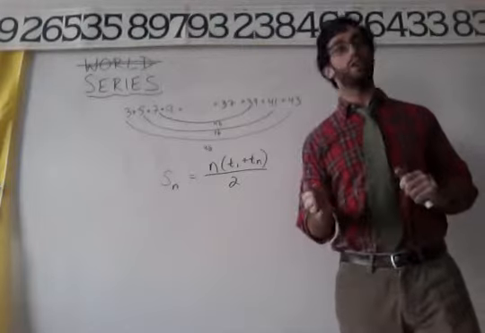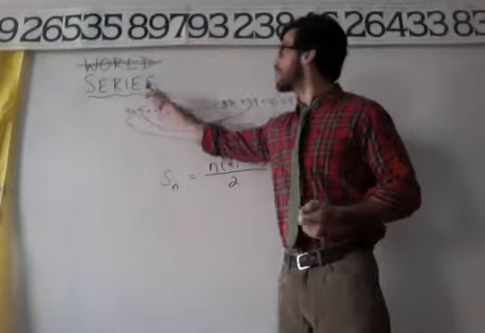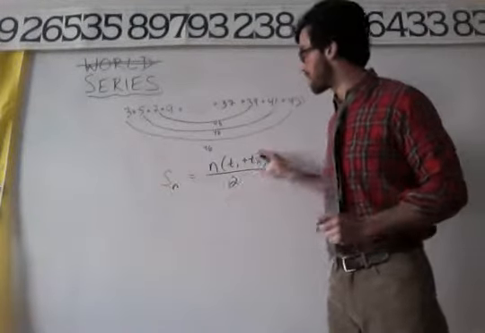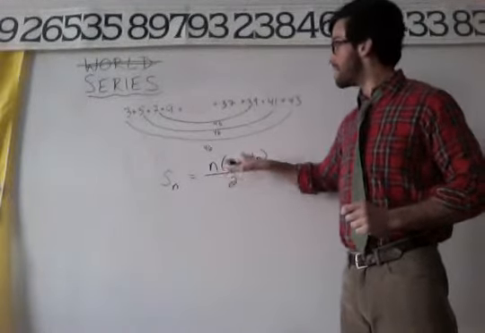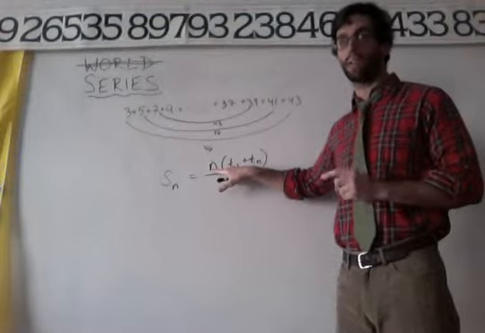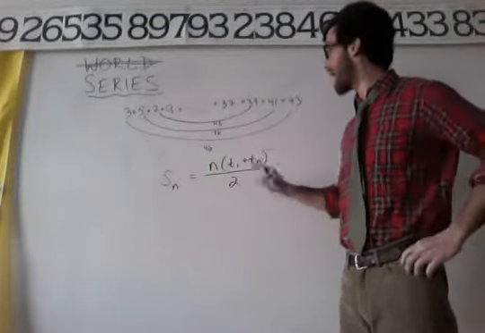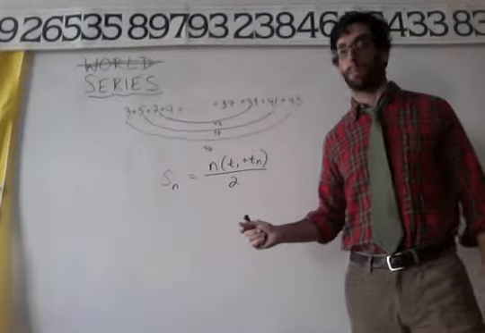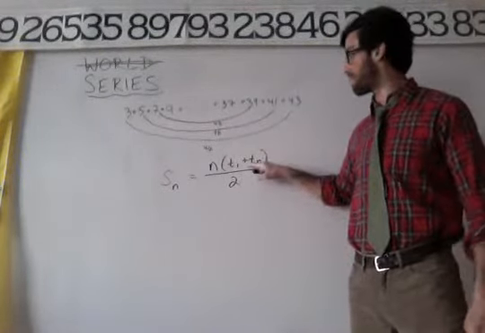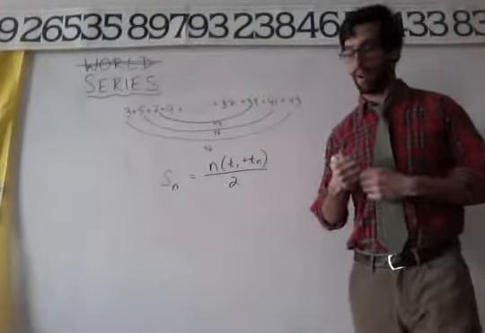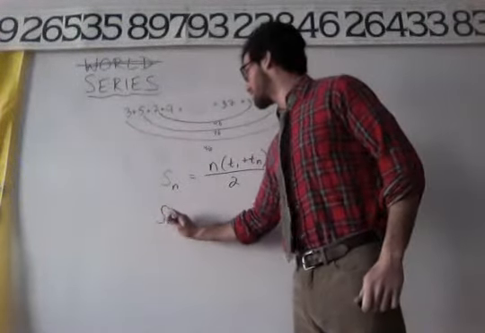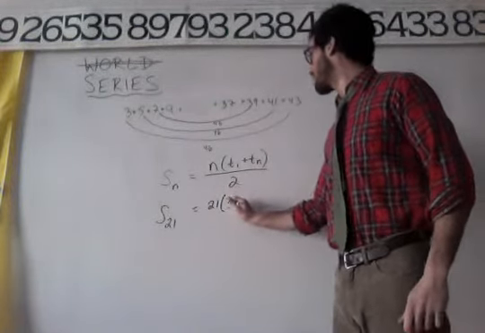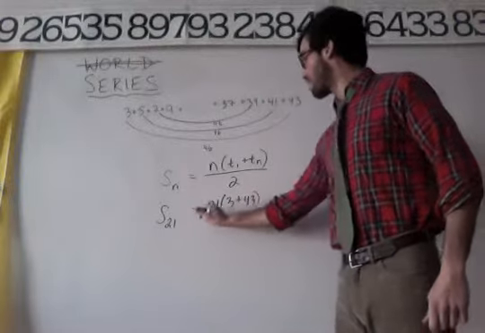We've got to divide that by 2 because for every 2 of these terms, we get that 46. Okay? So this means we multiply the number of terms in our partial sum, in this case 21, by the sum of the first and the last term in our partial sum. In this case, it was 3 and 43. And then we divide that total by 2. All right? So in this case, capital S sub 21 equals 21 times (3 plus 43) divided by 2.